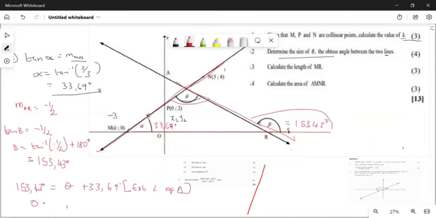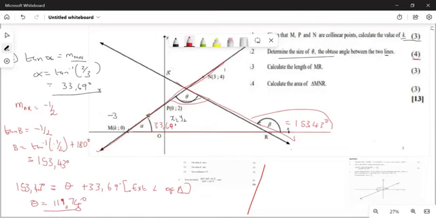Okay, and then what do you get as theta? My theta is 119,74. 119,74 degrees. And then you had 4 marks.